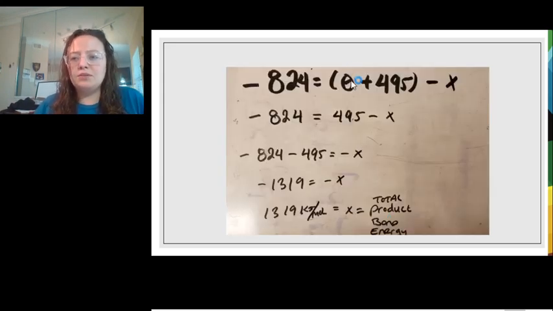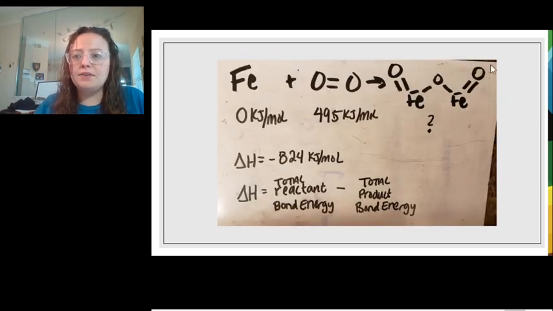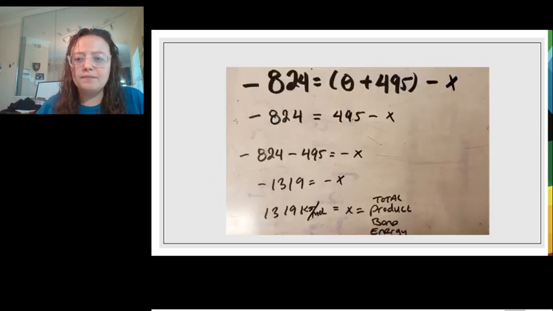We do the algebra through this, add these up, we get 495, subtract it, we get negative 1,319, make them both positive. 1,319 kilojoules per mole is our total product of bond energy. So that means if I want to break these bonds, I need 1,319 kilojoules to do it.